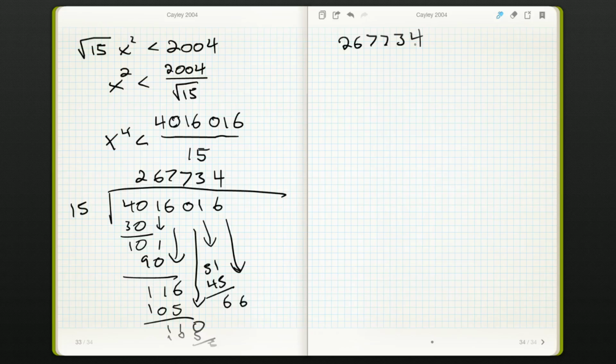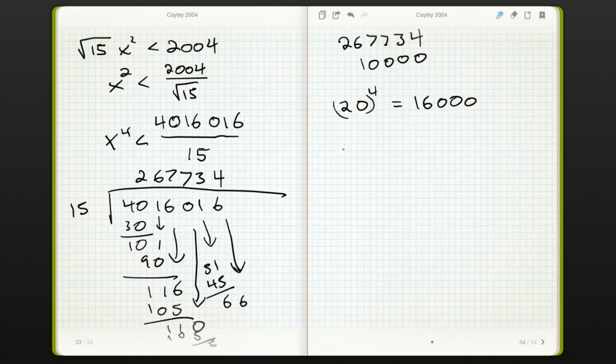Not too appealing, but let's see if we can break it down. So here's 10,000. I can definitely do 26 copies of 10,000. The biggest power of 4 less than 26 is 16. So we're looking at something like 40 to the power of 4. No, not 40. 20 to the power of 4. 20 to the power of 4 is 1600.